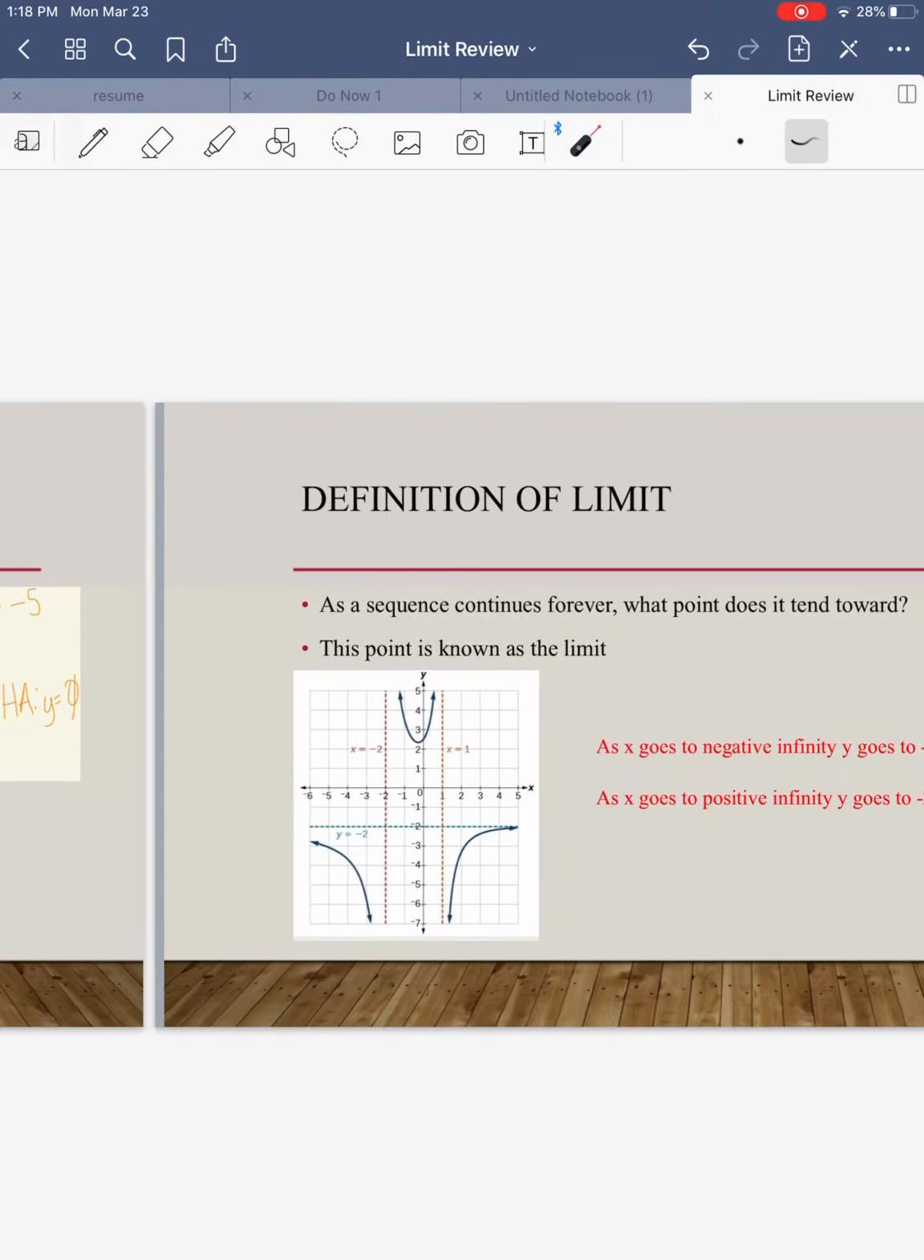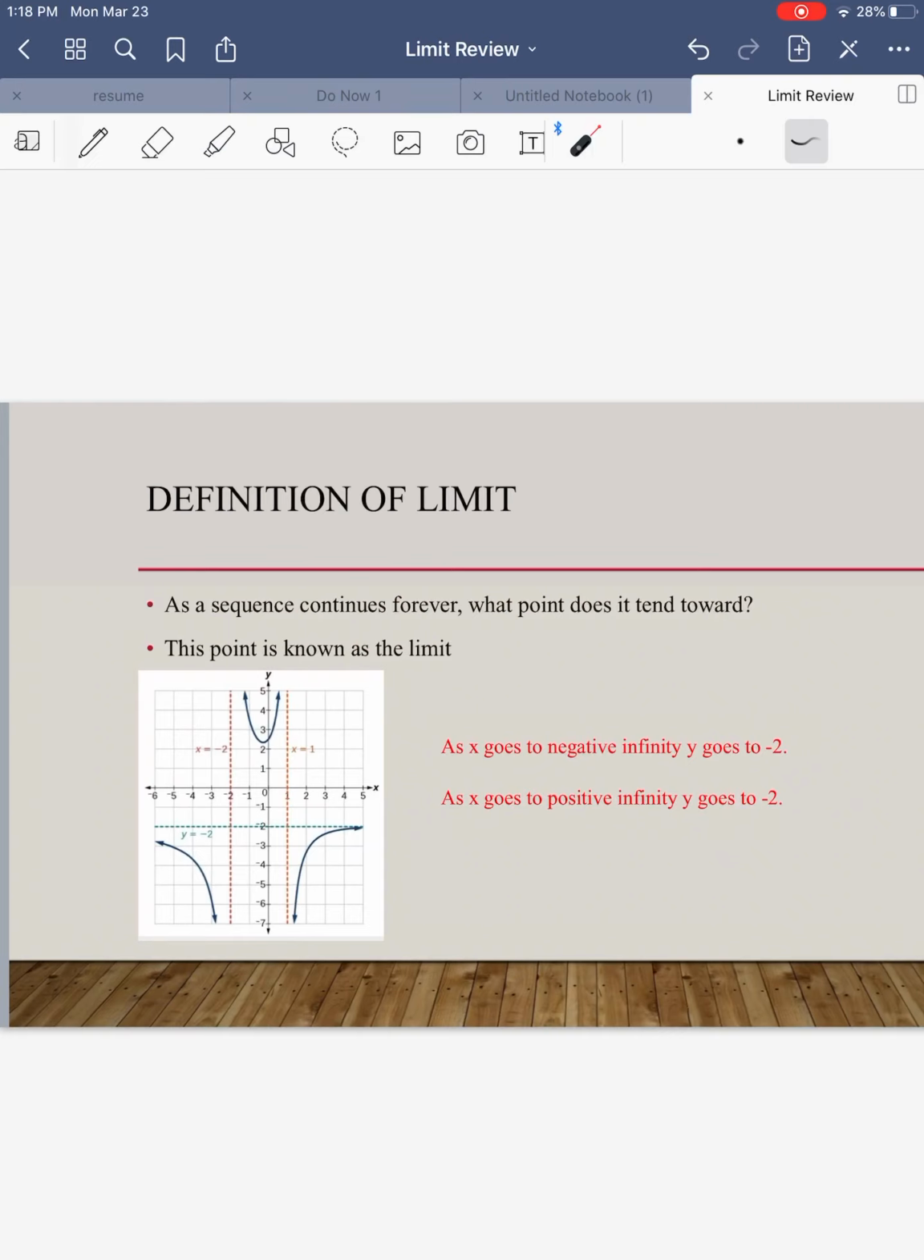Alrighty, let's move on. So remember, the definition of a limit is as a sequence continues forever, what point does it tend towards? This point is known as the limit. So if we're looking at this picture, we see our vertical asymptotes, but our limit as x goes to negative infinity, our limit is y equals -2, and as x goes to positive infinity, our limit is y equals -2.